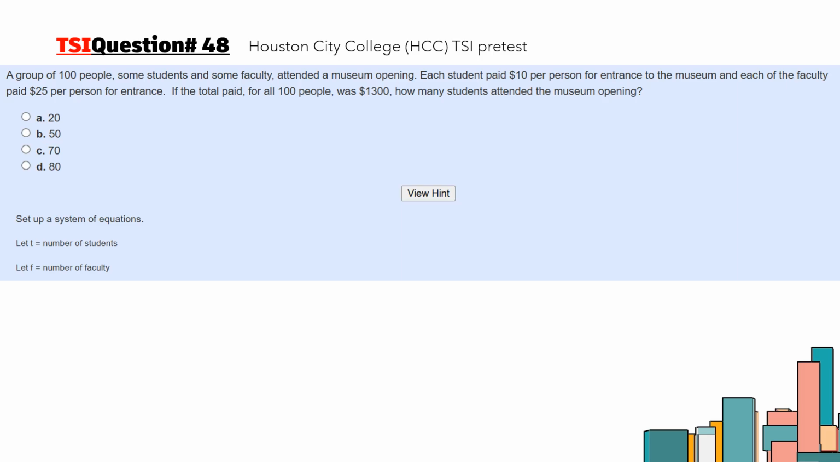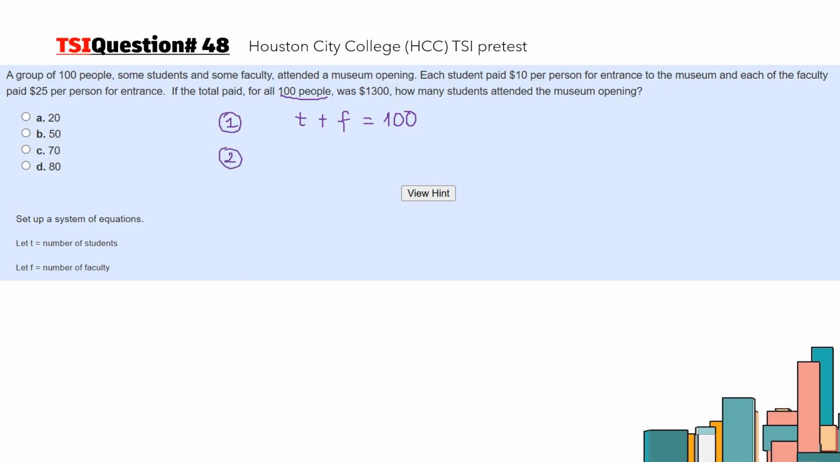So the hint is we will have to set up a system of equations. Let T be the number of students, and F be the number of faculty. We add them up to 100, so we have 100 people total. So this is my first equation.